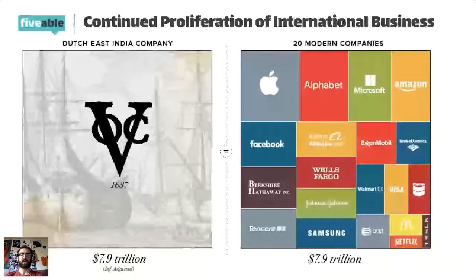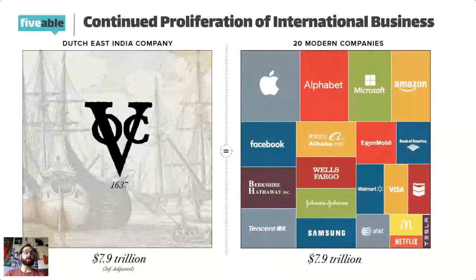To give you a sense of just how profitable that company was, just how much money it made. Yeah, adjusted for inflation. Yeah, that's my understanding.